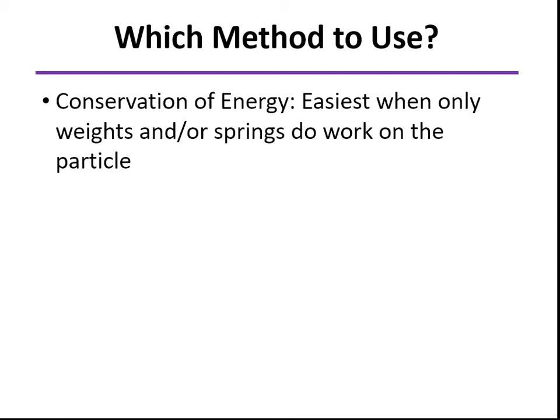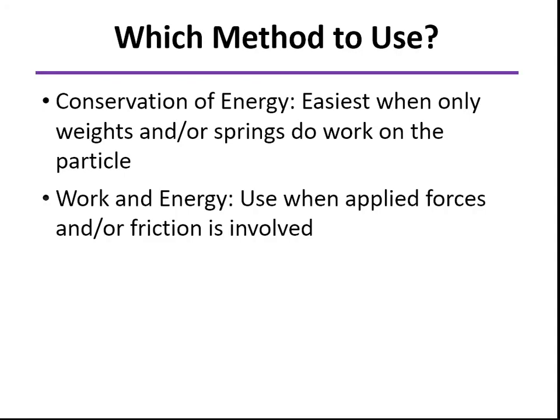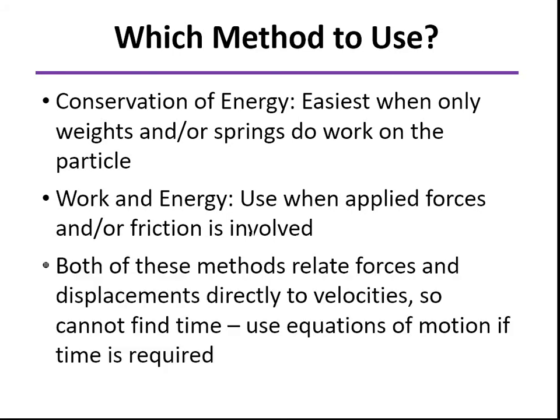the particle. If we have friction involved, then that's a non-conservative force, so we have to use the method of work and energy. And usually we'll also use that when we have applied forces there as well. It just tends to be easier to think of that rather than try to understand where the datum is for an applied force as opposed to a weight. So again, conservation of energy, usually we'll use that only when weights and springs are doing work.